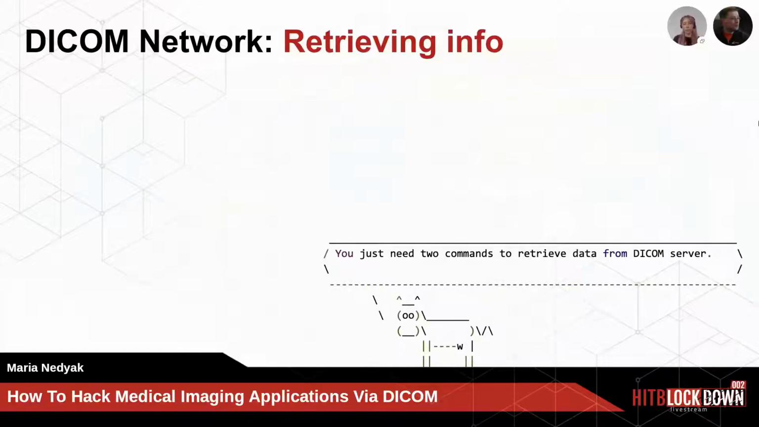Most DICOM servers are configured in such a way that anyone can establish a connection with them. It is pretty simple to retrieve images from a remote DICOM server. It can be accomplished in just two commands. You need to know the host and port of the remote DICOM server, and another thing you should know is the application entity title.